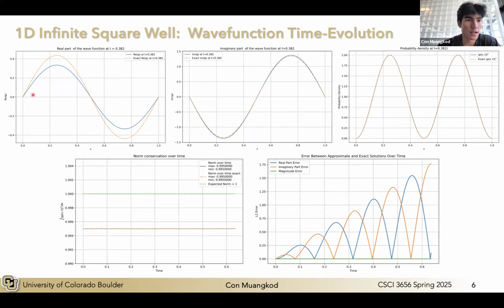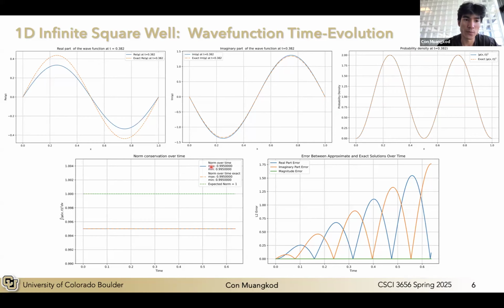Let's look at the real part first. The dashed orange line is our exact solution that we solved algebraically, and the blue line is our approximated solution. As you can see, there is a difference between these two lines, which is what we expected, because we can't expect a numerical approach to be exactly the same as the exact solution. If we look at the imaginary part, it's probably hard to see, but there is a tiny difference between the approximated solution and the exact one. However, if we look at the probability density, it matches up pretty well between the exact solution and the approximation, which is good because in physics, we want the probability density to be constant no matter how much time has evolved.